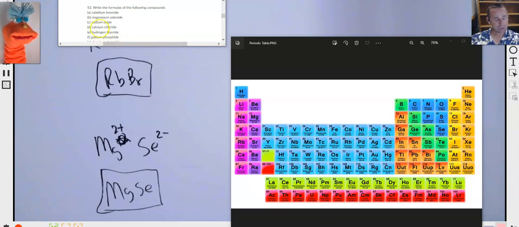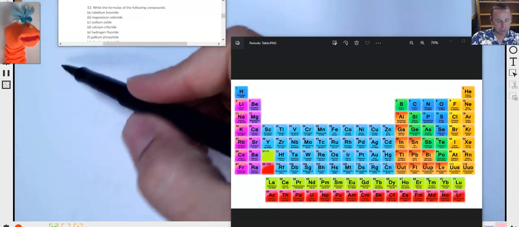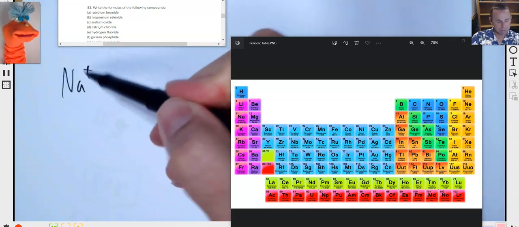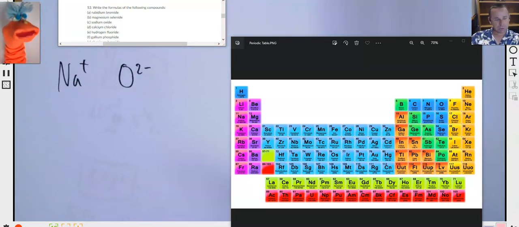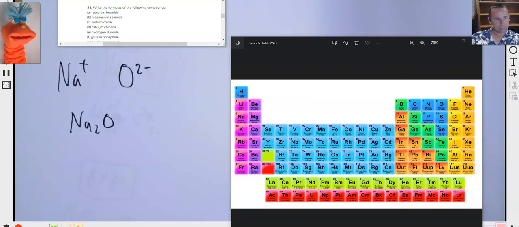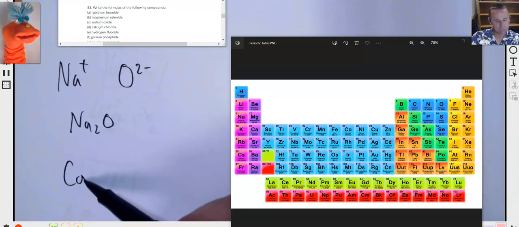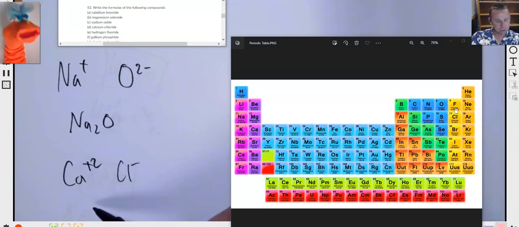All right, sodium oxide. Sodium has a +1. I know that. I remember that. Sodium's a +1. Oxygen's a -2. So two sodiums and one oxygen. Na2O. Very good. Calcium chloride, Ca is a +2, because of its location on the periodic table here, right? Chloride is a -1 because of its location. So CaCl2.